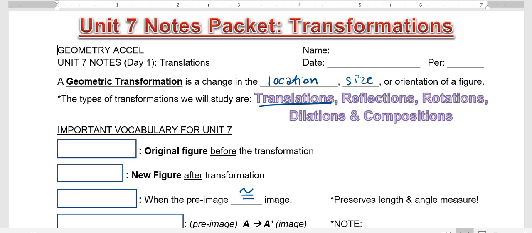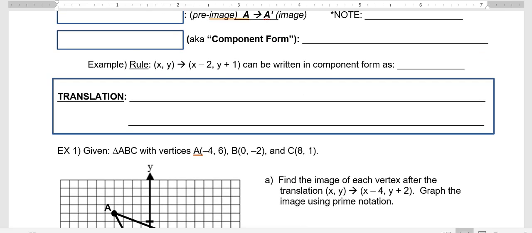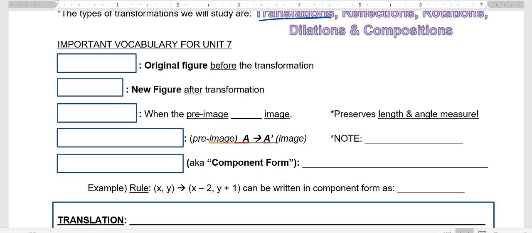Translations is one of them, and that's going to be our first that we're going to be emphasizing today. We have reflections, we have rotations, we have dilations, and compositions that we'll be getting into later this unit. Some important vocab for Unit 7.